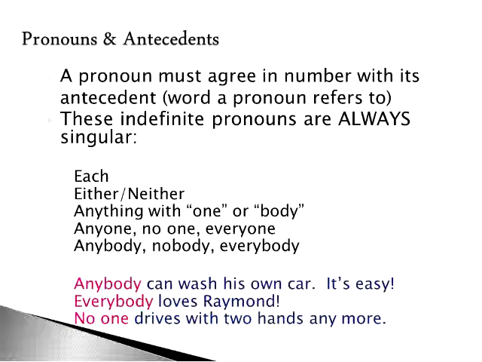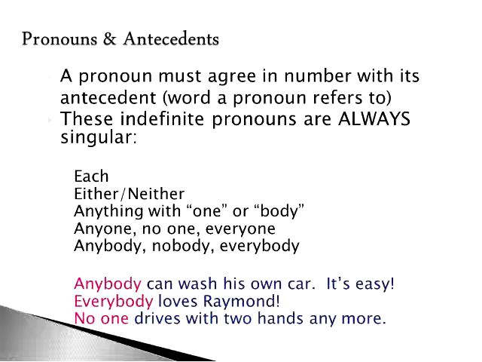So pronouns and antecedents. Okay. They have to agree in number with its antecedent, a word or pronoun that it's referring to. Okay, you should have gone over this. You can write it down right now if you want, but you should have a list of your singular and your plural pronouns that you're going to use. So each, either, neither, anything with one or body, anyone, anybody. Okay, so these are always going to be singular.